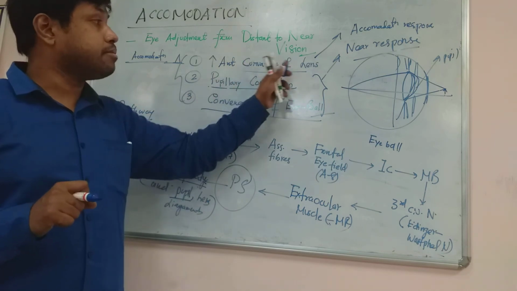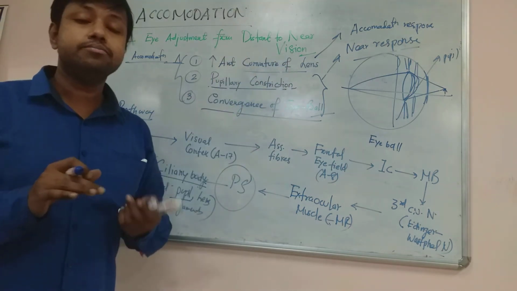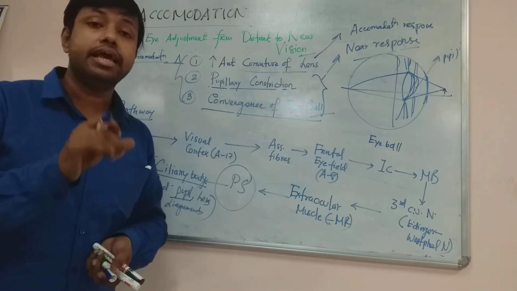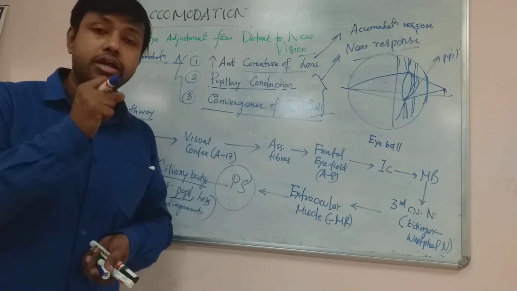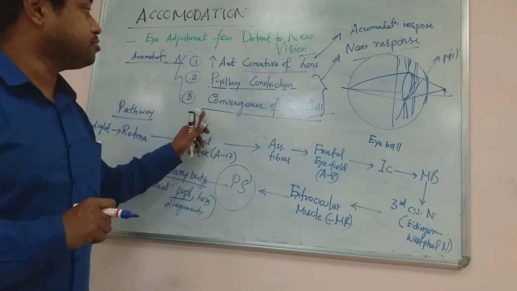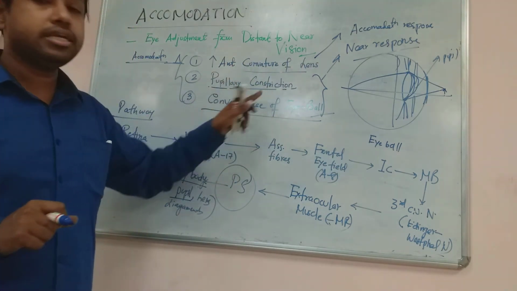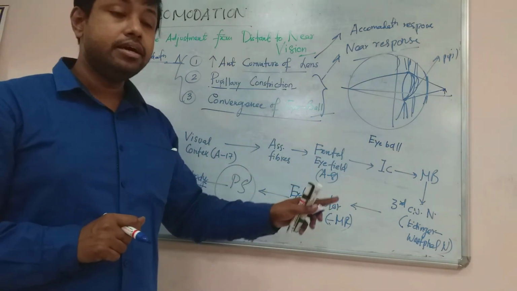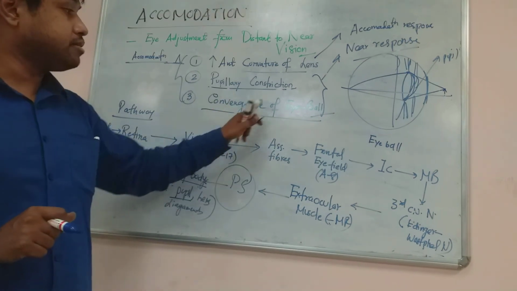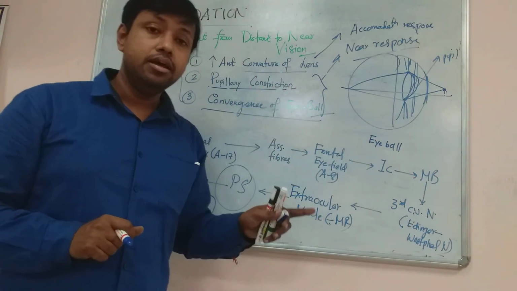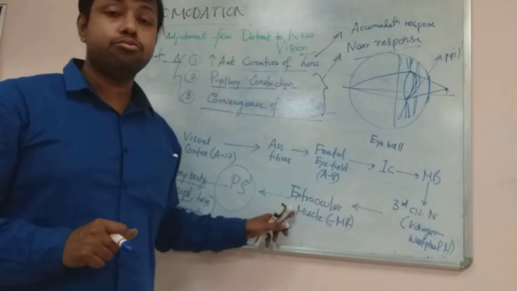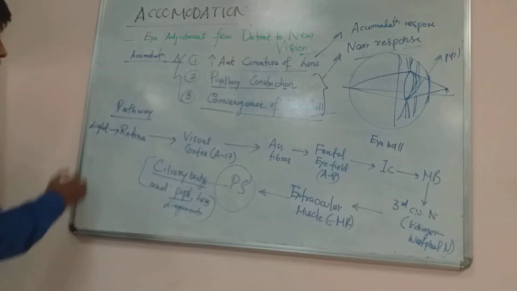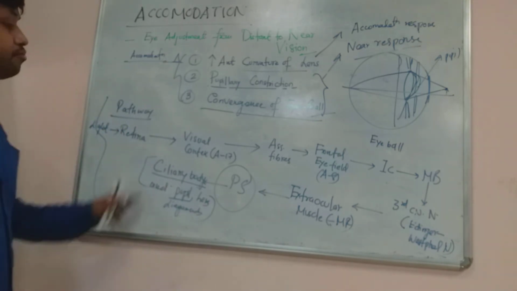Now, increase in anterior curvature of lens is because of changes in the strength of the ciliary muscle and lens ligament. So contraction of the lens ligament and ciliary muscle is responsible for anterior curvature of lens. Pupillary constriction is controlled by the third nerve nucleus or Edinger-Westphal nucleus. And convergence of the eyeball is because of the medial rectus muscle, a type of extraocular muscle responsible for adjustment of the eyeball in response to near vision. And that is the ultimate pathway for the accommodation reflex.